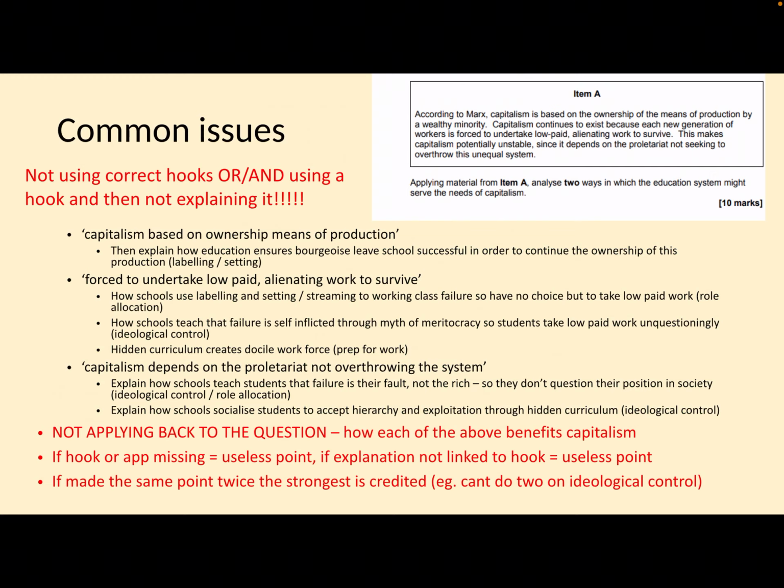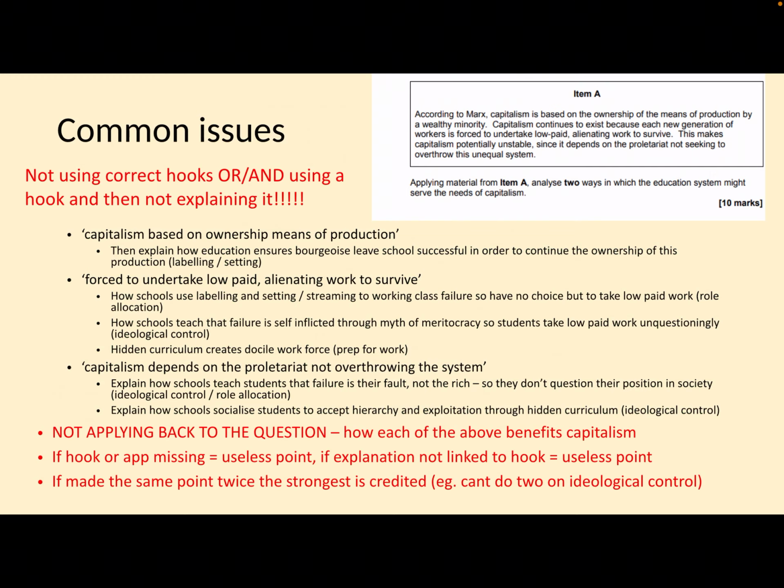That's controlling how they think. And finally, some of you made really good points on the hidden curriculum creating a docile workforce, that puts up with low-paid, alienating work, which is preparation for work. So a slightly different explanation, preparing them for work. It fits in slightly with ideological control, but if you argued it in a different way, I could credit it twice.